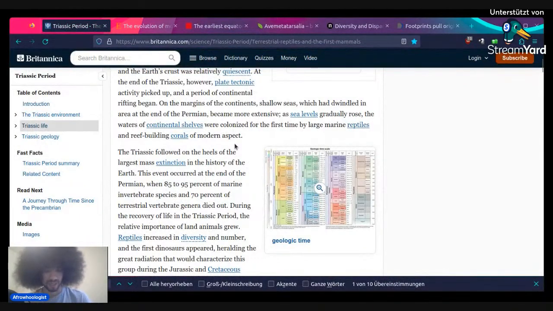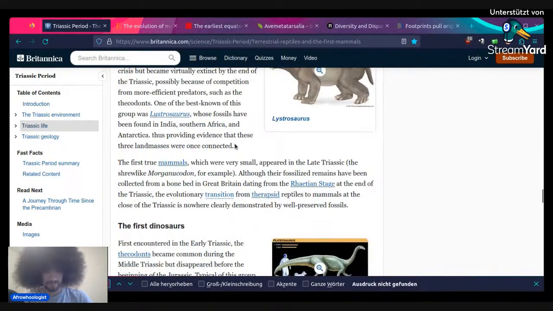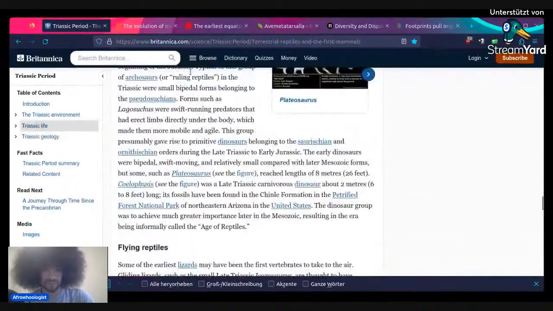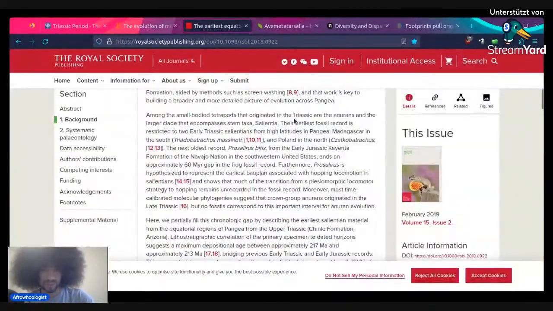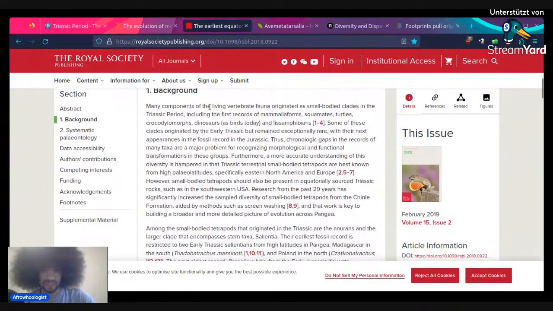So if we look at Control F, Anura, I don't know if it covers this. But anyway, this is why you've got to do your own little research, guys. So we see here the frogs appear in this area. "So many components of living vertebrate fauna originated in small-bodied clades in the Triassic period, including the first records of mammaliforms, squamates, turtles, crocodilomorphs, dinosaurs, and lissamphibians."